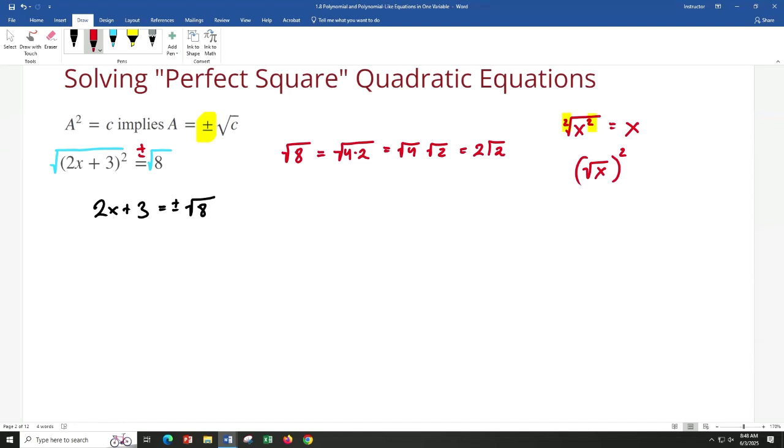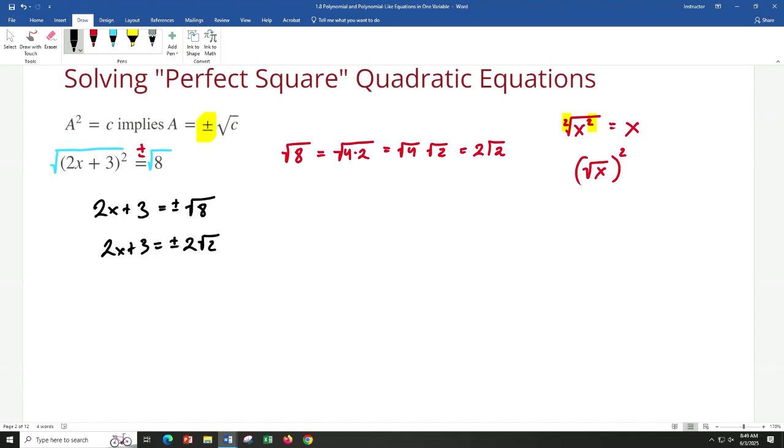And you still need to know how to simplify because guess what? Your calculator won't do cube roots or fifth roots or sixth roots, and we're gonna be dealing with a lot of those. Okay. So I'm gonna go ahead and rewrite that in simplified form, and I got 2x plus 3 is equal to plus or minus 2 root 2. Okay, well now what do we gotta do?